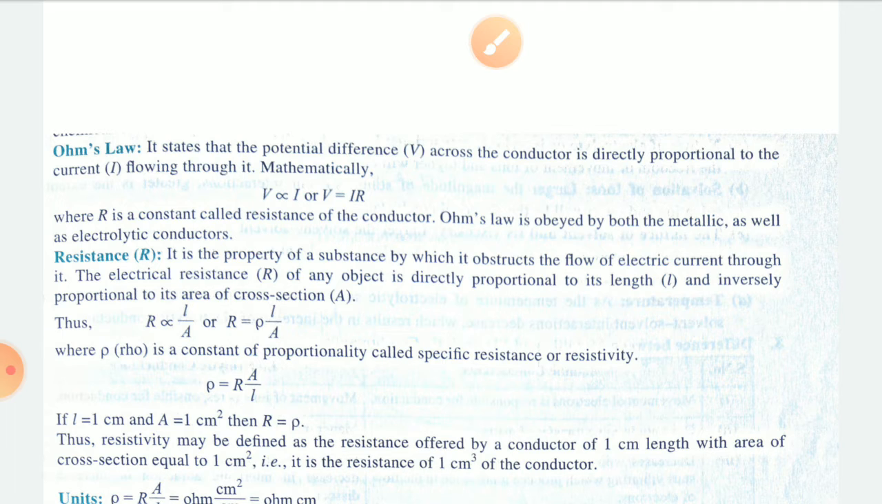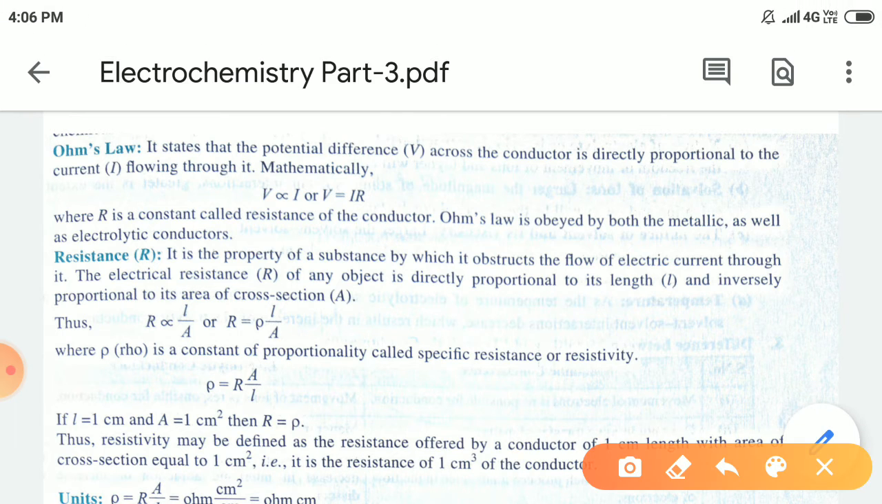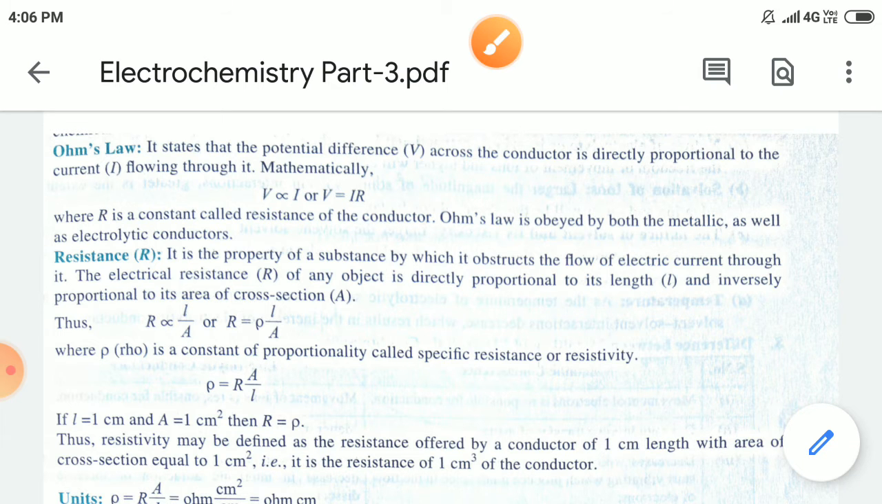Ohm's law states that the potential difference, that is voltage, across the conductor is directly proportional to the current flowing through it. Therefore, potential V is equal to I into R, where R is a constant called resistance of the conductor. Ohm's law is obeyed by both metallic as well as electrolytic solution.